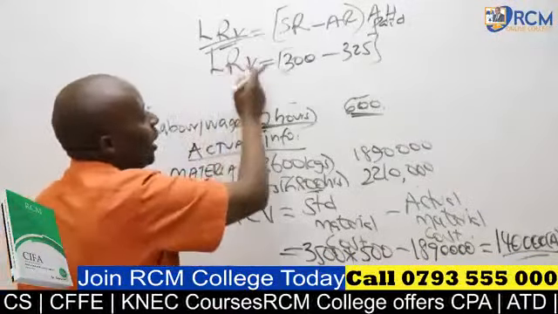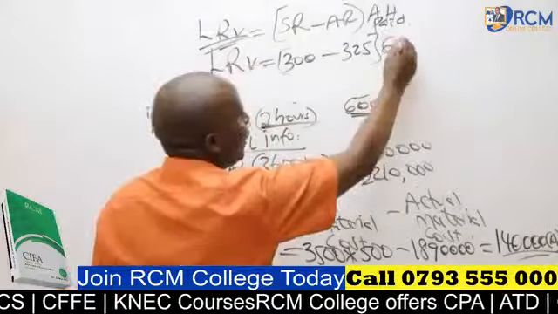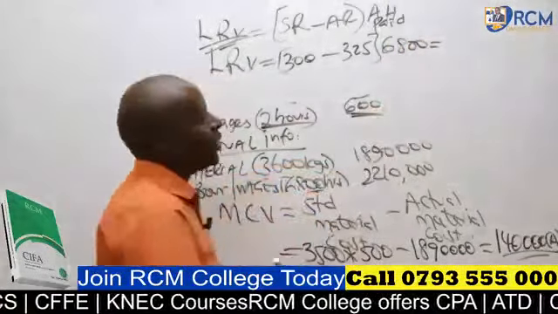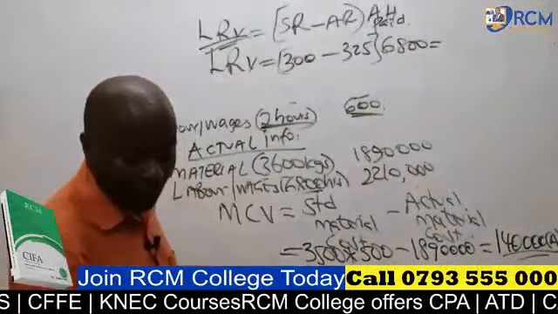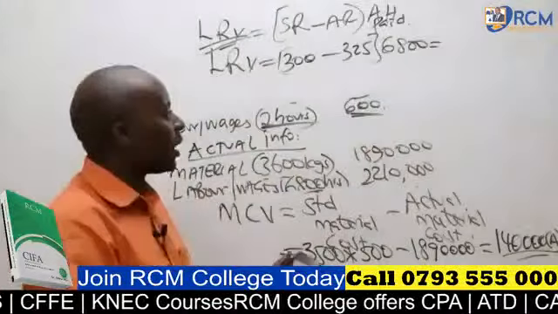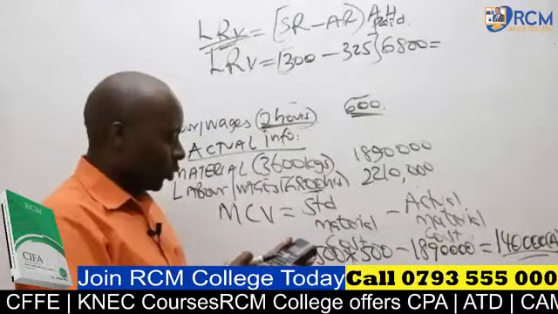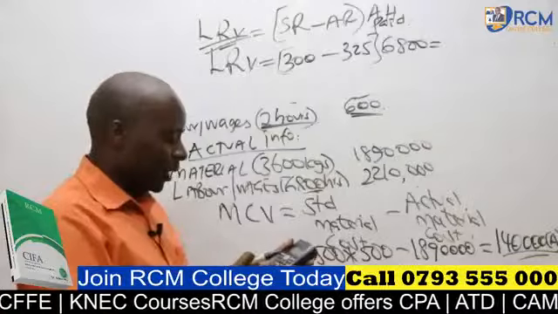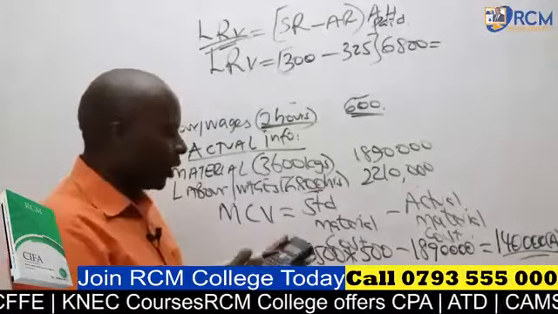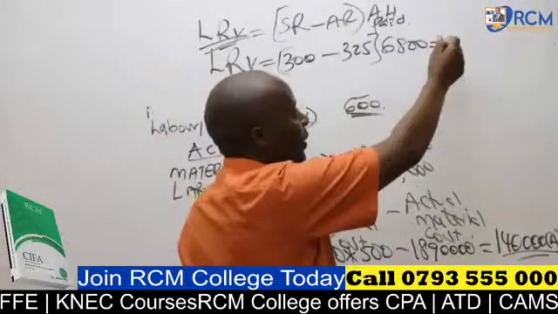So here we are, times the actual hours paid, which were 6,800. Ladies and gentlemen, could you kindly come and give us this figure? So we have 300 minus 325 times 6,800, which equals what here? Somebody who is able to give us an answer there?